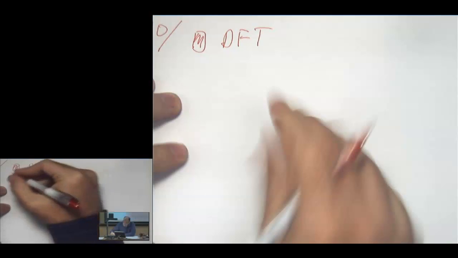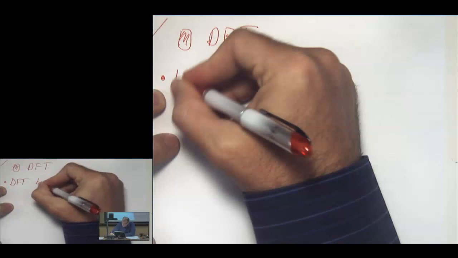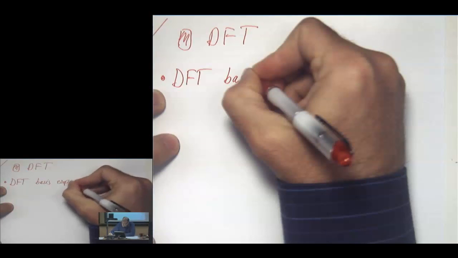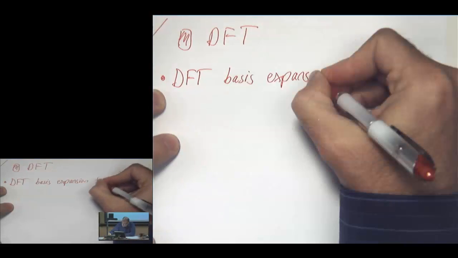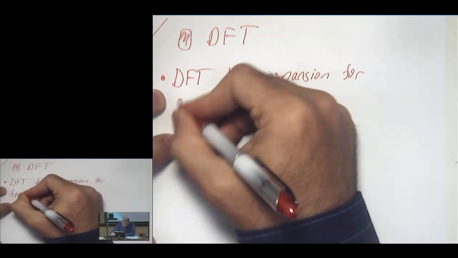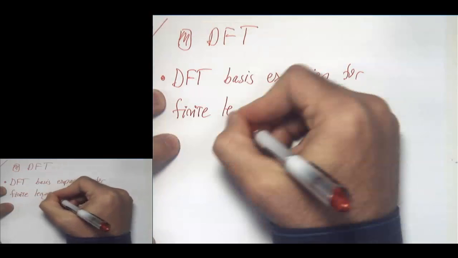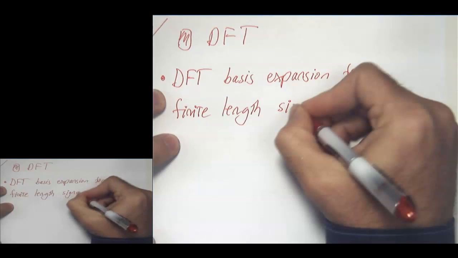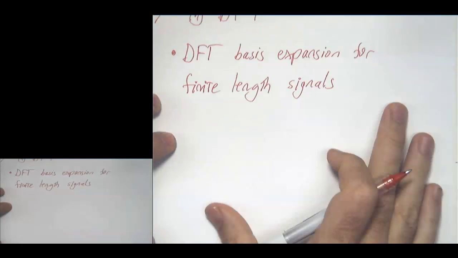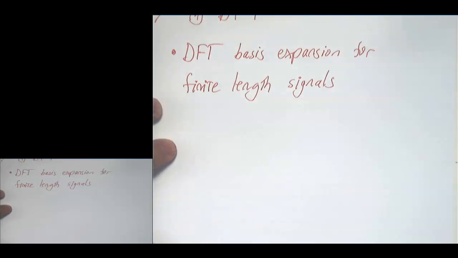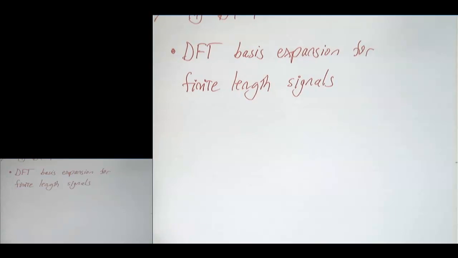All right, so the DFT. The DFT is a basis expansion for finite length signals. So we think about this here: the Fourier series is a basis expansion for periodic signals. The Fourier transform is a basis expansion for finite energy signals. The DFT is a basis expansion for finite length, I should say discrete time, signals.